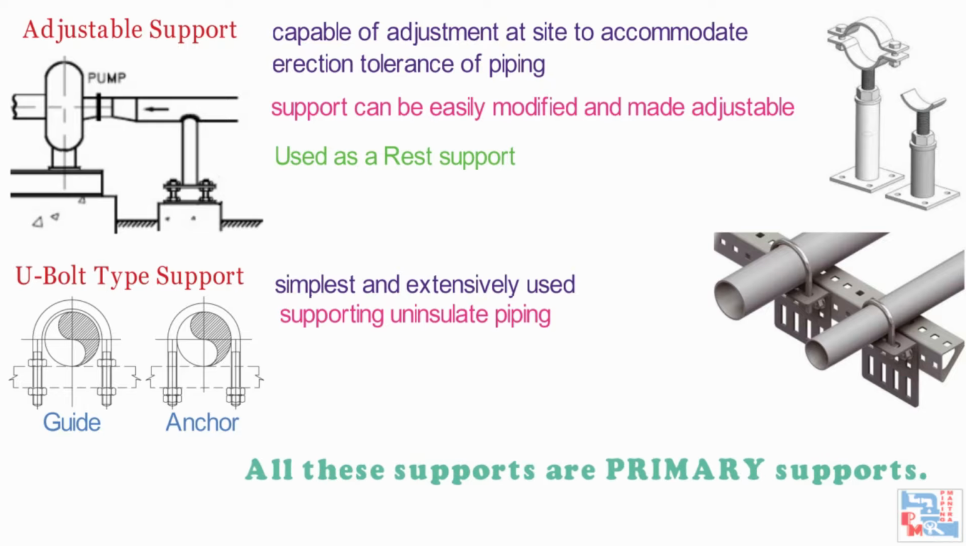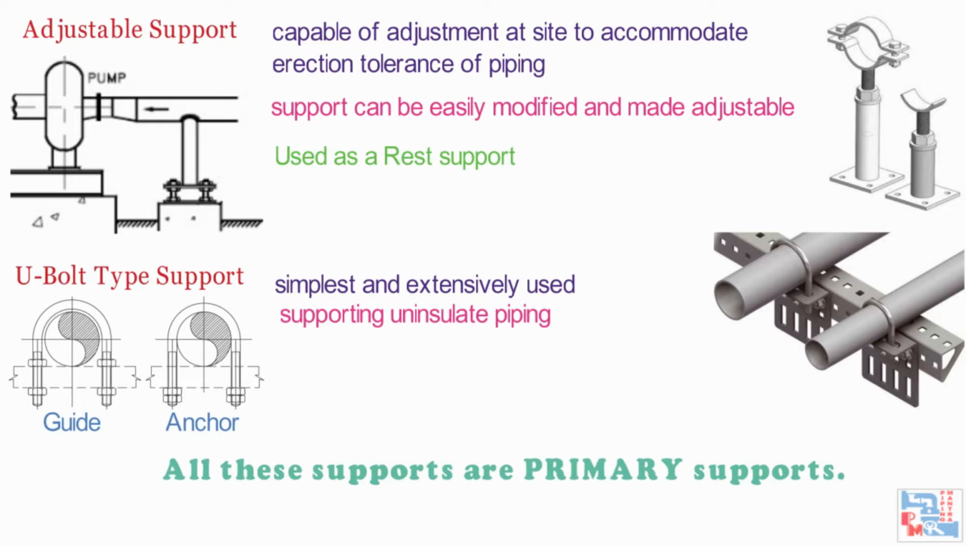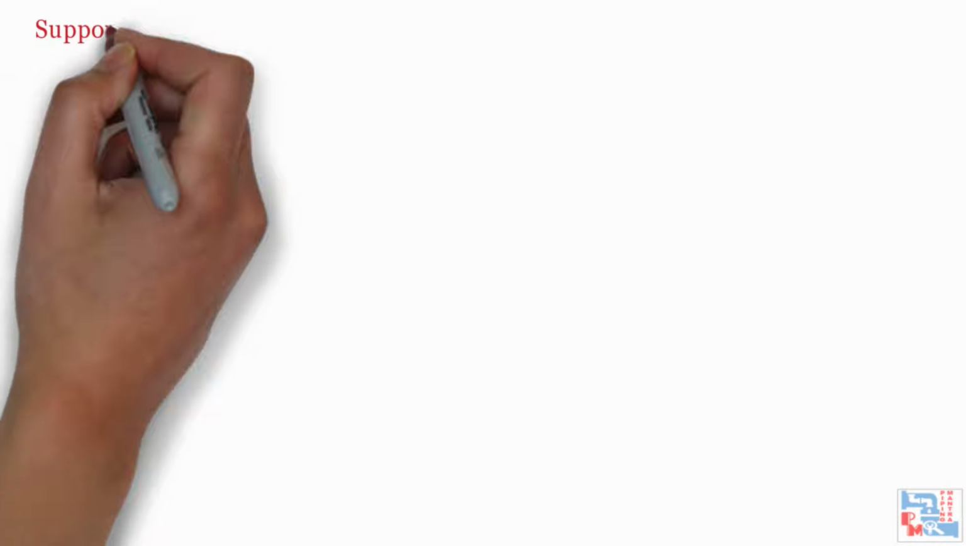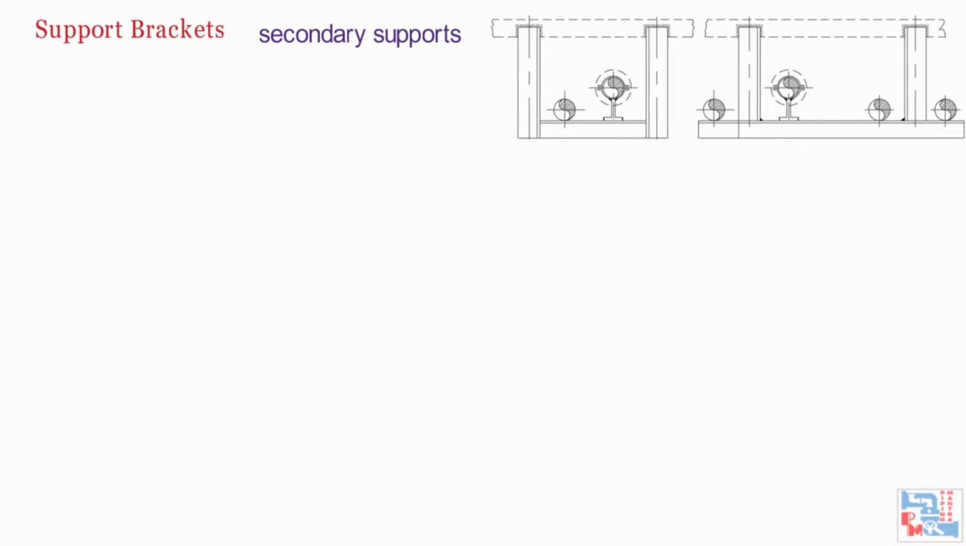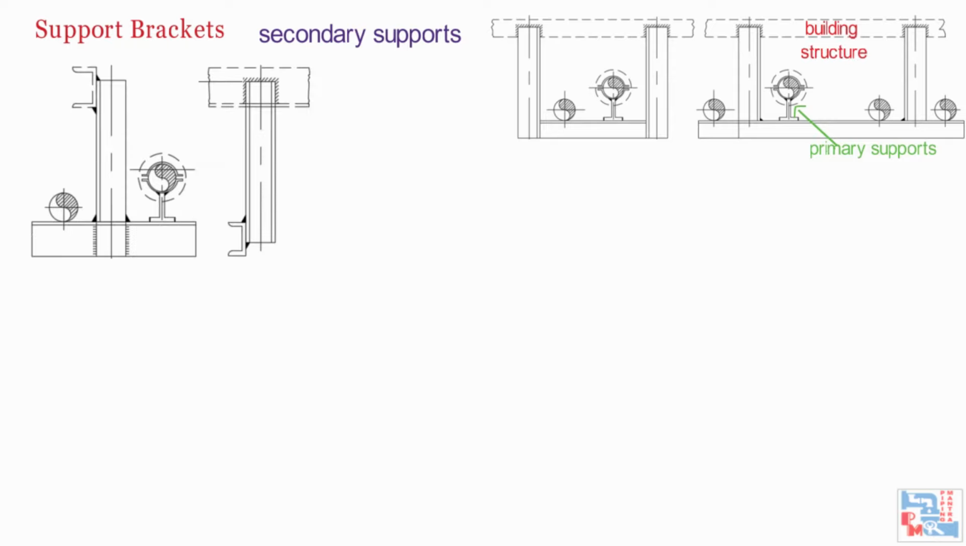All supports discussed before this have been primary supports. So let's talk about some secondary ones. First is support brackets. The support brackets are structural frames used in between the primary supports and the building structure. The support brackets are fixed to the building structure or foundations.